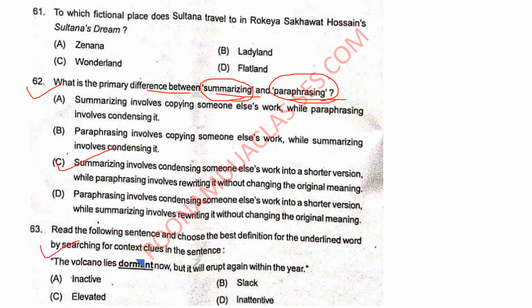63. Read the following sentence and choose the best definition for the underlined word by searching the context. The volcano lies dormant now, but it will erupt again within the year. The correct answer is option A, inactive. Dormant means inactive or not active for some time. When something is not active for some time, then we use this term.